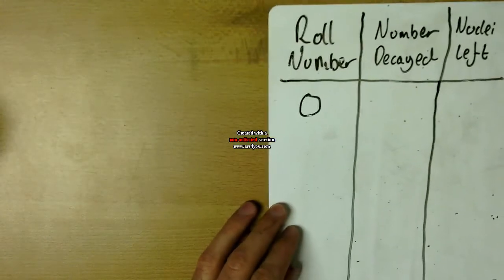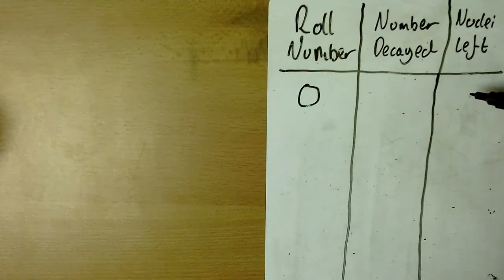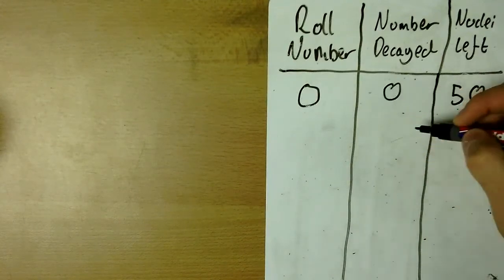And you're going to have a table, which again you might just need to pause your video to do this in your books or on paper or something. You're going to have a table that looks like this. Okay, so I'm starting off with, at roll 0, I know I've got 50 dice, and 0 have decayed yet.